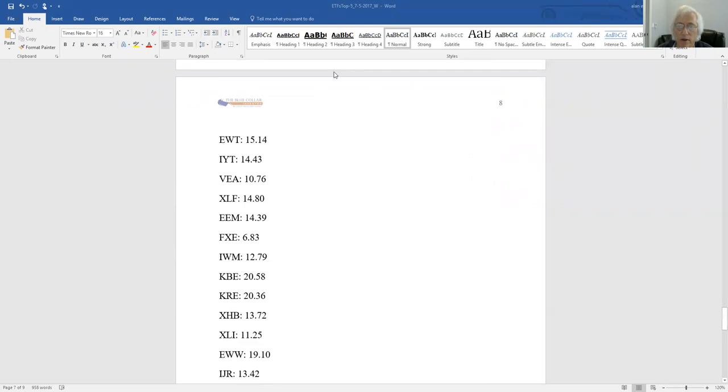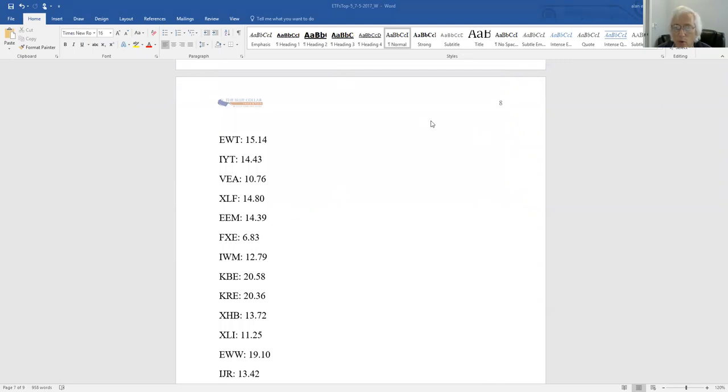And you could see that they can be really low, like FXE at 6.83. And they could be much, much higher, like the bank ETFs here, which were over 20. So that's it. Different strokes for different folks. And those are the 8 pages of the report.